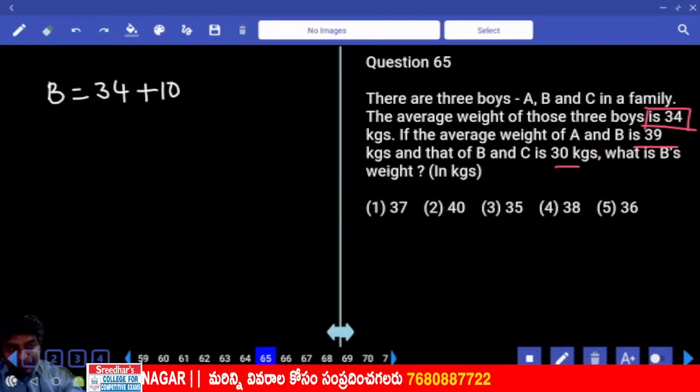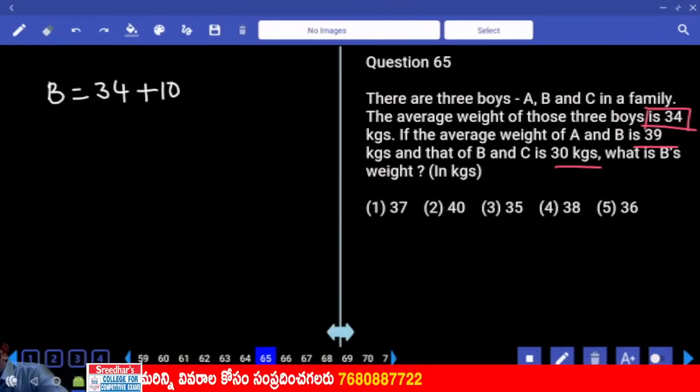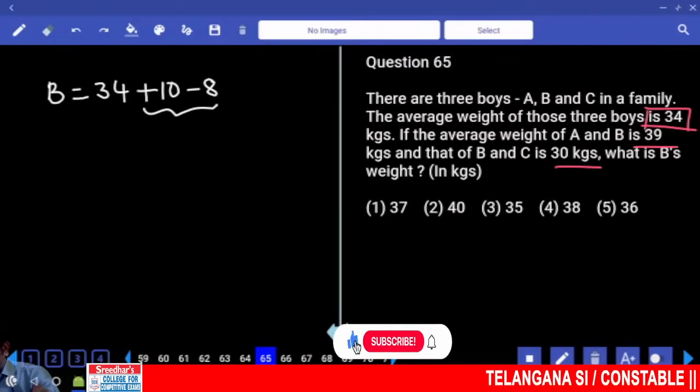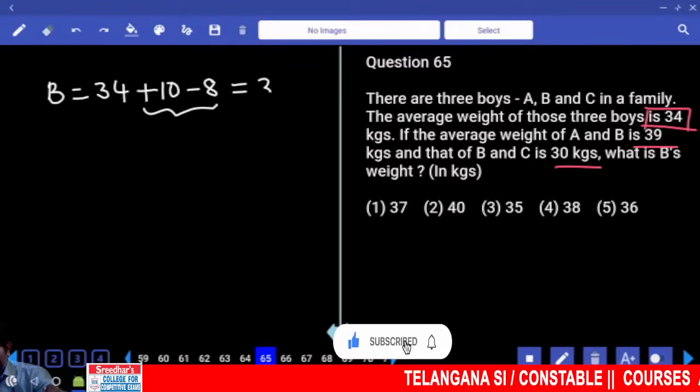Next 2 numbers BC, average 30. With respect to actual average, 30 is more or less? How much? How many numbers are there? 2 numbers. Each number is 4 less. 2 numbers. Direct effect minus 8. Plus 10 minus 8. Plus 2. 2 added to 34. 36.